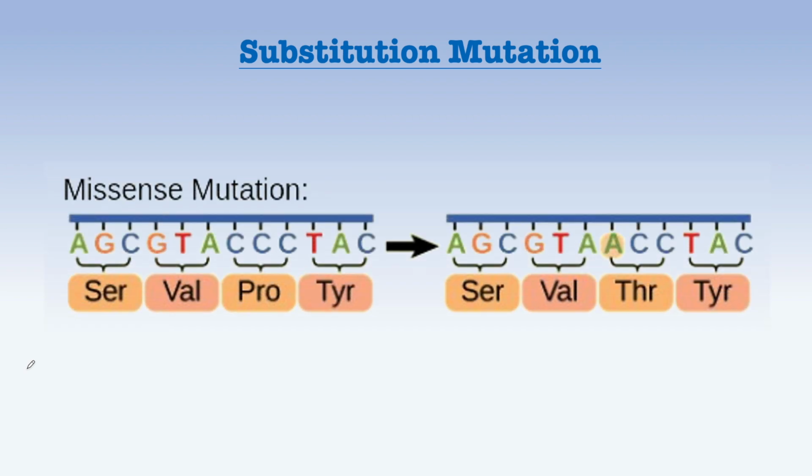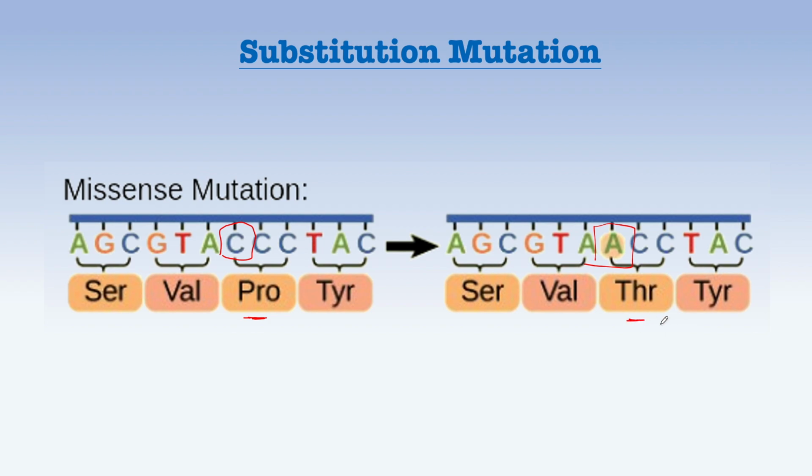The first type of substitution mutation is the missense mutation. This point mutation, where a single nucleotide change in the DNA sequence results in the substitution of one amino acid for another in the protein. Let's look at this example. As we can see here, the cytosine, this nucleotide, is substituted by adenine here. So the whole amino acid changed. It was proline, now it is threonine.